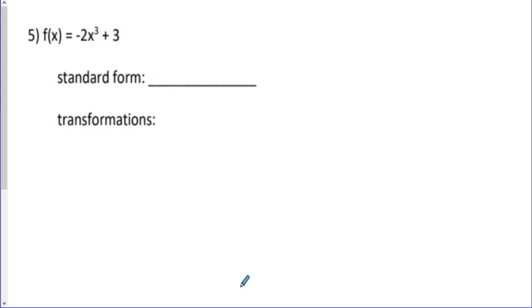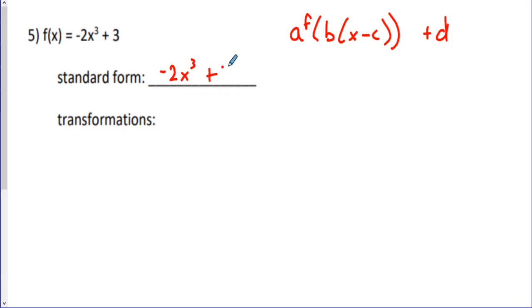Those are the really long ones, so we should be able to zoom through this now. Standard form, generally speaking, is going to look like this: a, b, parentheses x minus c, and then close that off plus d. If you remember, we had a little f sitting out in front to remind us that whatever function this turns out to be, the f will go away. This one's already in standard form, so I'm just going to bring this down and say -2x cubed plus 3. The d value's at the end, the a value's at the beginning. There's no inside, so I don't have to worry about any of that.